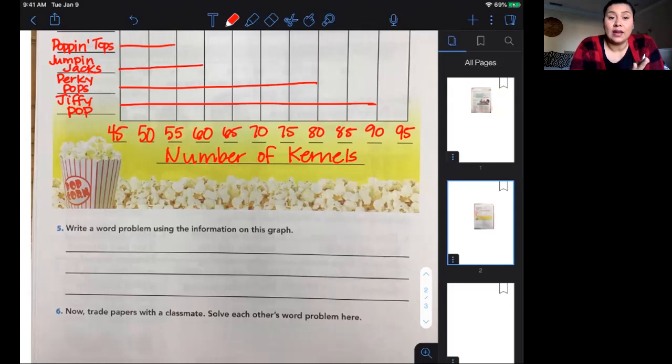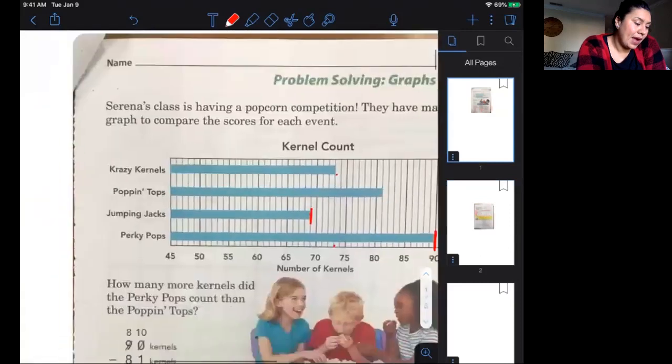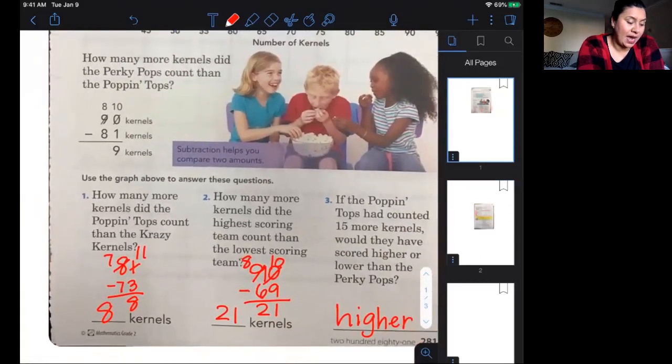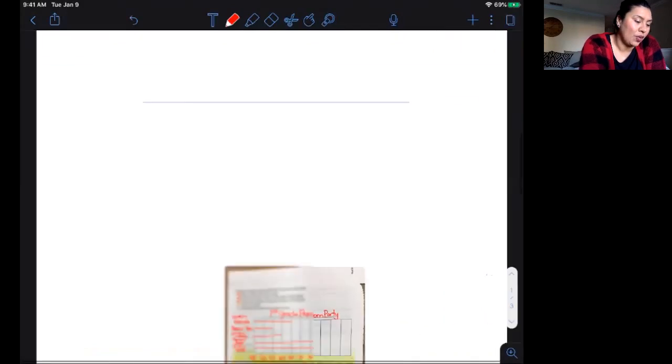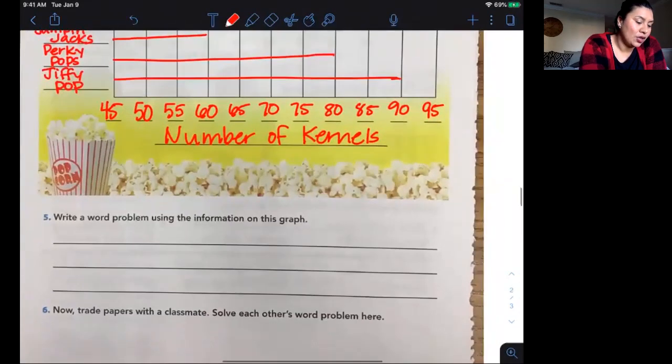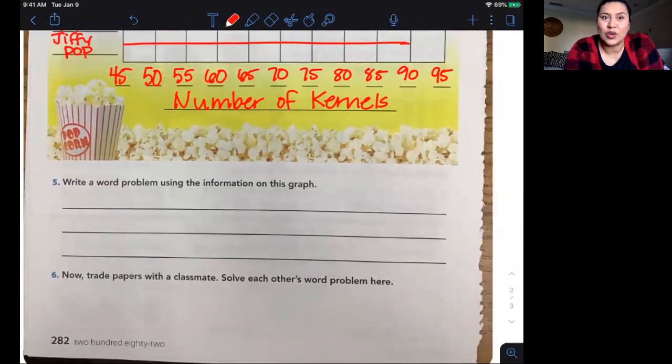So go ahead and think about a word problem. You can look at the front to get an idea of what the word problem is and make up your own word problem. It could say, how many more kernels did the Poppin' Tops have than the Crazy Kernels or than Jiffy Pop? Okay, it could be something like that. I got a great idea. I want you guys to write your own. Okay, you're gonna write your own and you're gonna have one of your parents figure it out. How about that? That would be extra cool. Or a brother or sister. So someone at home, since we don't have a classmate to trade a paper with, like your desk partner, like we would usually do, go ahead and write a word problem for number 5, and then have one of your parents, maybe your grandma, let's quiz them, okay, and see if they can do the work on that.